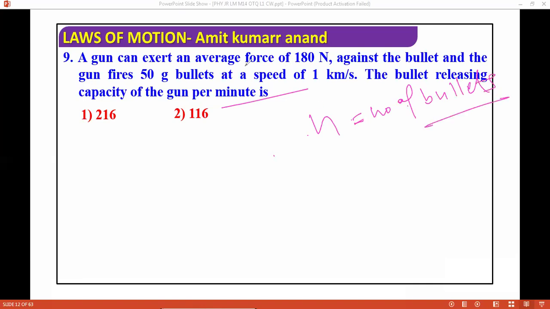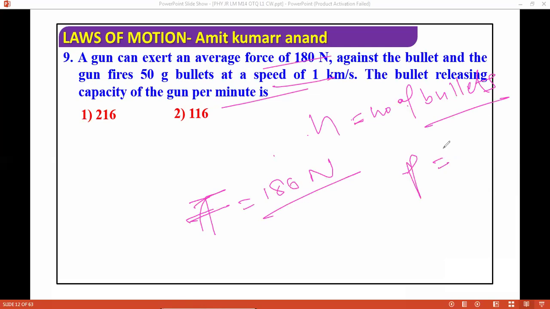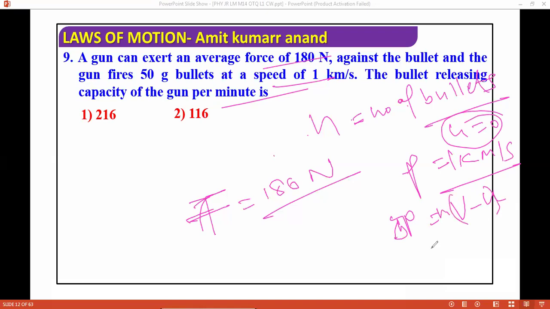Total force I had already given in the question, that is 180 Newton. So F is 180 Newton, this total force we are applying. Again, the gun fires 50 gram bullets at a speed of this. From here, can we say momentum? Momentum is m into v. Initially it is at rest, and finally it is coming at a speed of 1 kilometer per second. So can I say the change in momentum is v minus u? If you multiply by m, you will get the change in momentum.